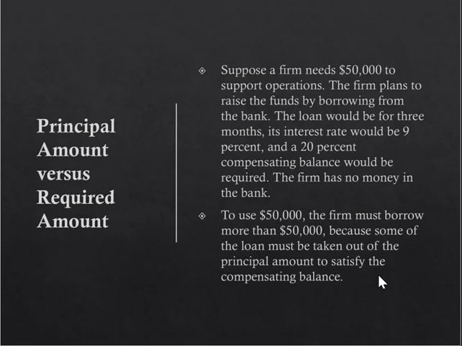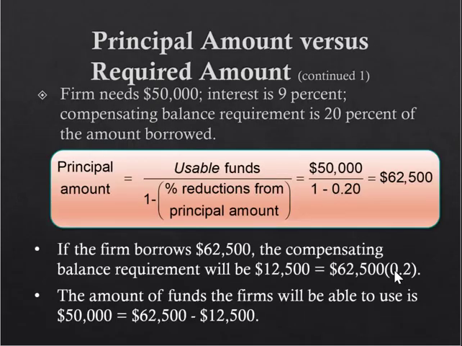And so how much money does a firm need to borrow in order to have $50,000 available when it has to set aside a portion, the amount of money that it can't use, as a compensating balance? So we'll walk through that calculation as well. The firm needs $50,000, interest is 9%, and the compensating balance is 20% of the amount borrowed.